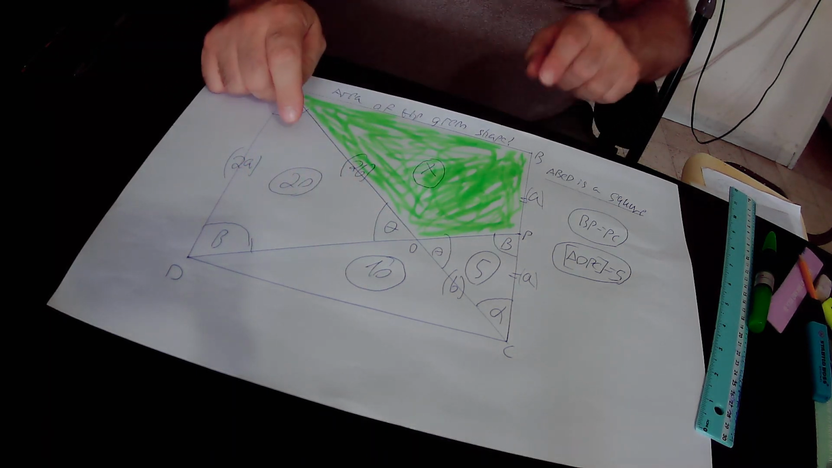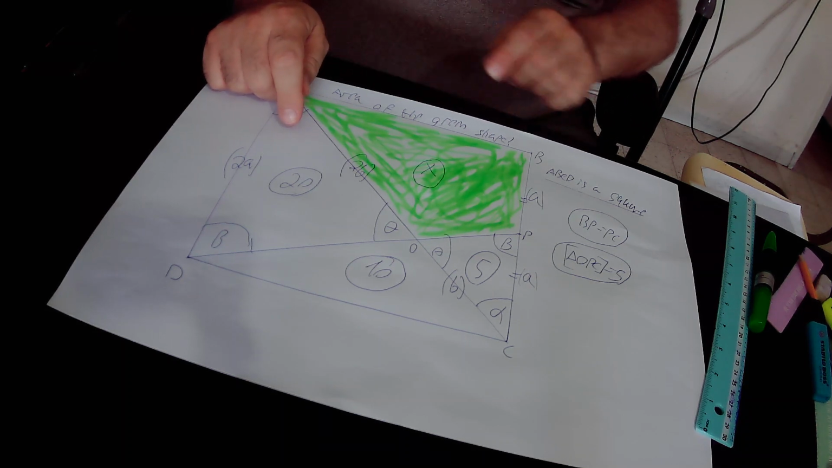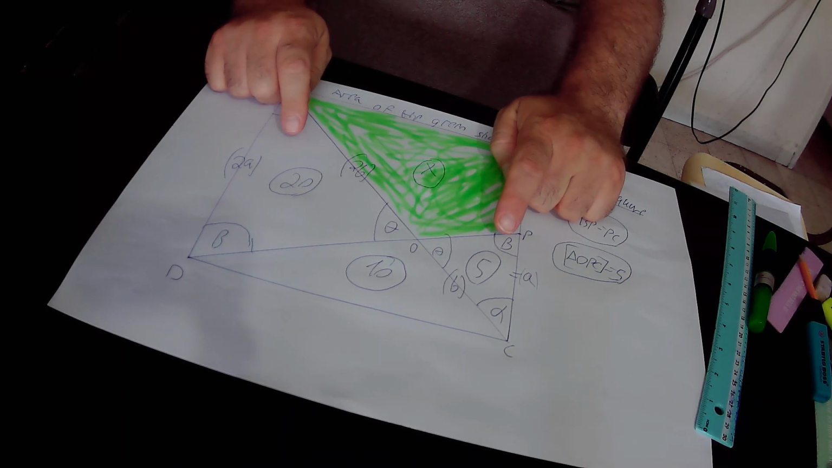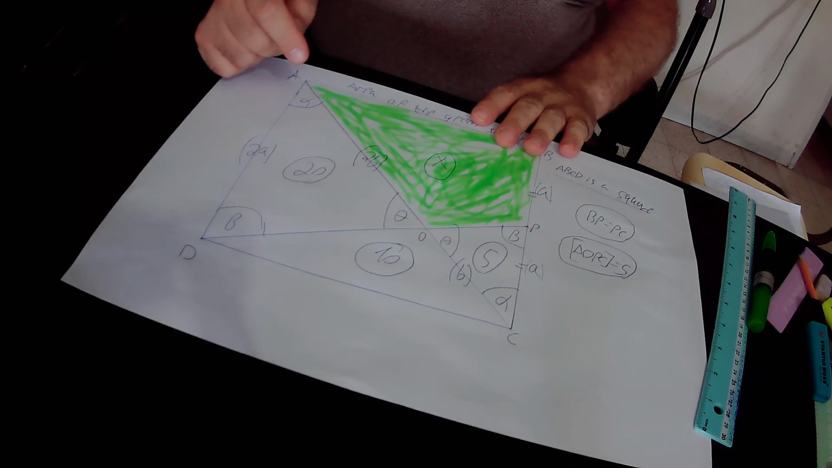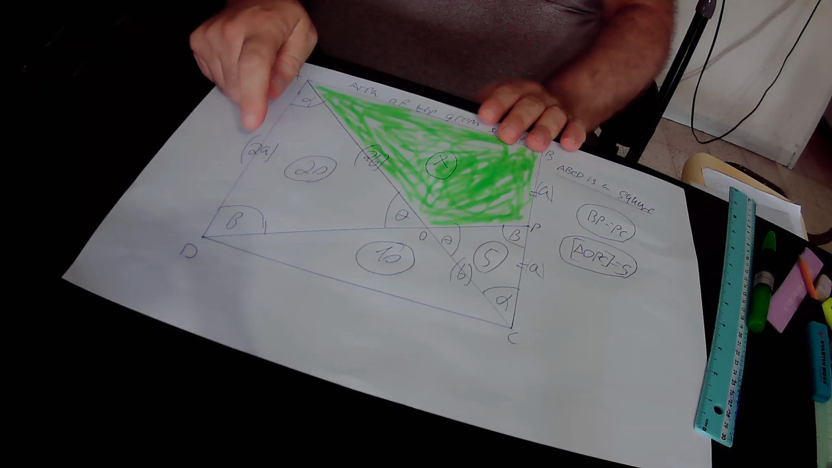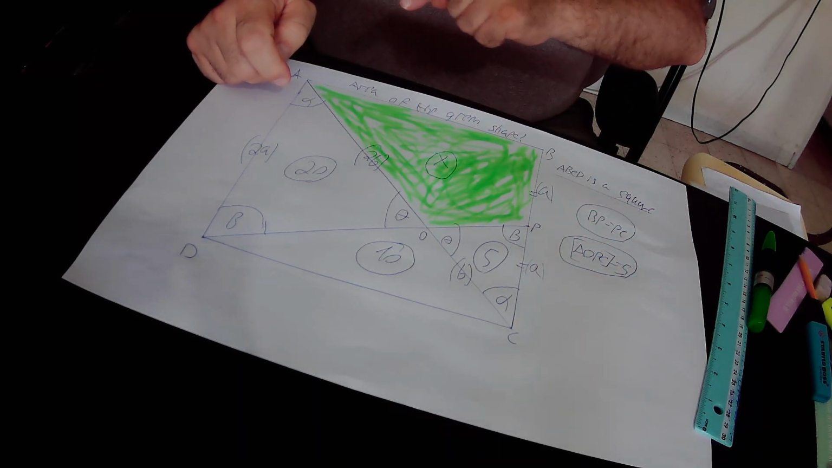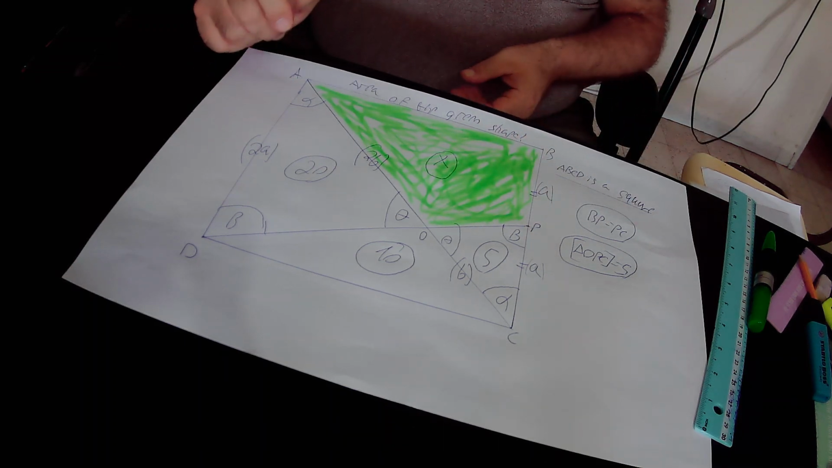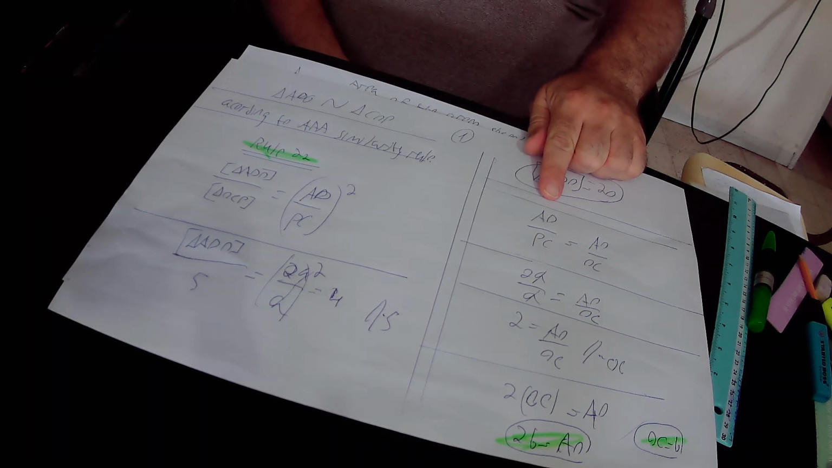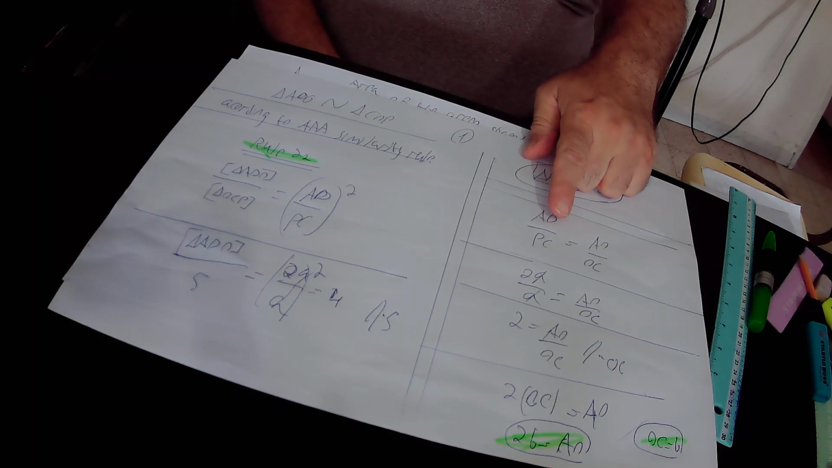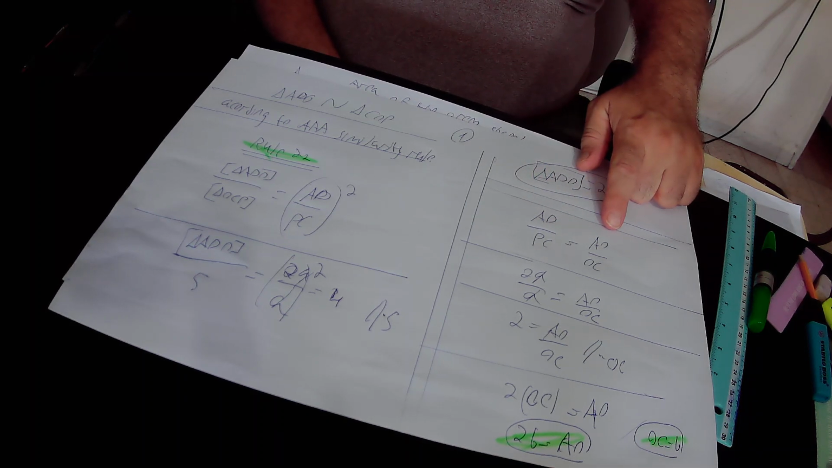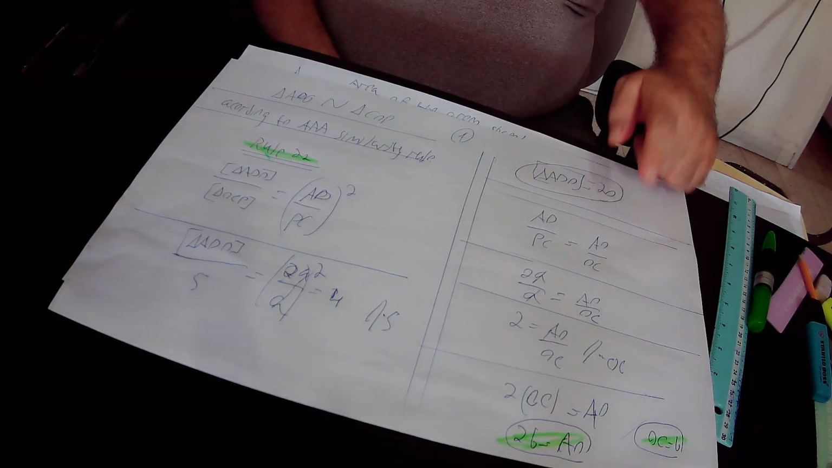Those two triangles are similar to each other. Therefore, the following relationship exists between their sides. Side AD of triangle ADO over side PC of triangle POC is equal to side AO of triangle ADO over side OC of triangle POC. Repeat again: side AD of triangle ADO over side PC of the small triangle PCO equals side AO of triangle ADO over side OC of triangle POC.